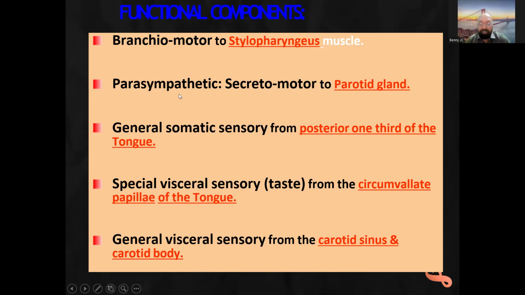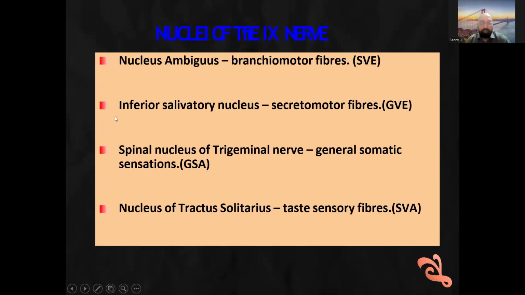And then comes the secretomotor parasympathetic component, which is supplying the parotid gland. Then we will see the general sensations that are being carried from the posterior one third of the tongue. And then we have the special sensation of taste coming from the circumvallate papillae and the posterior one third of the tongue. Then we can see the general visceral sensory, that is carrying sensations from the very important receptors of the carotid sinus and carotid body.